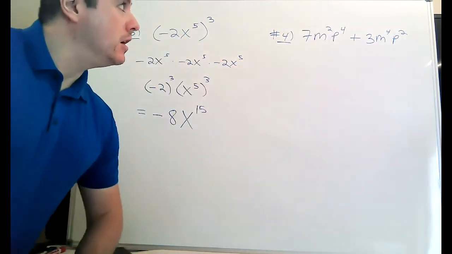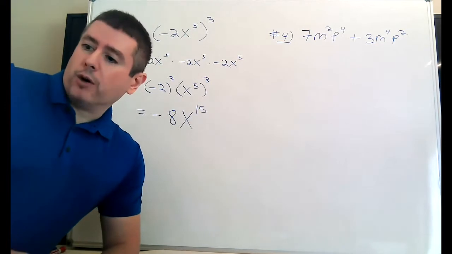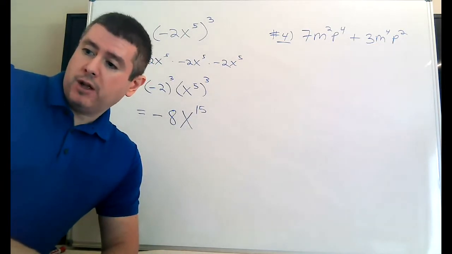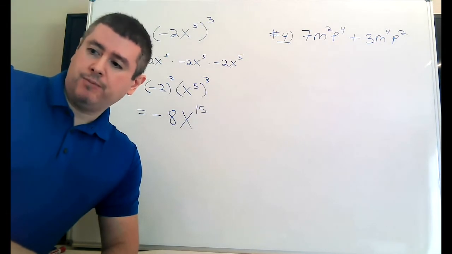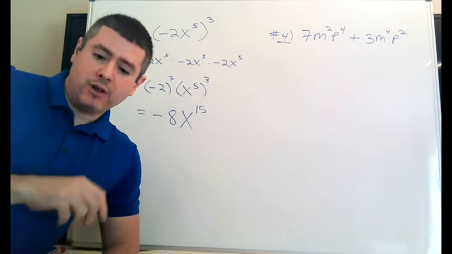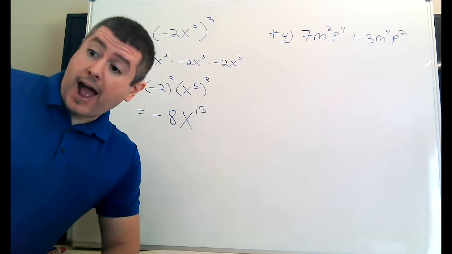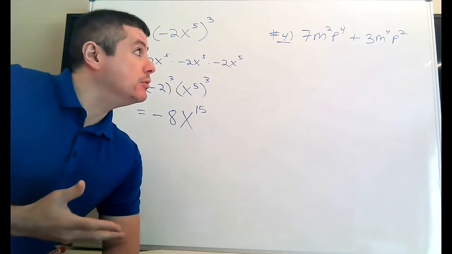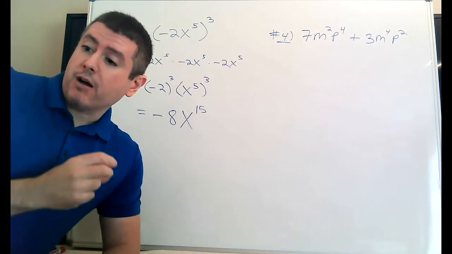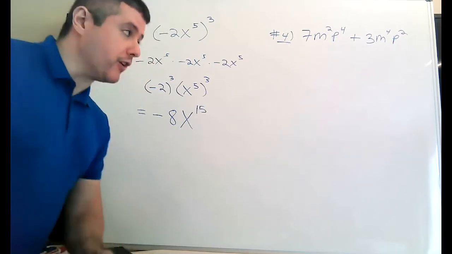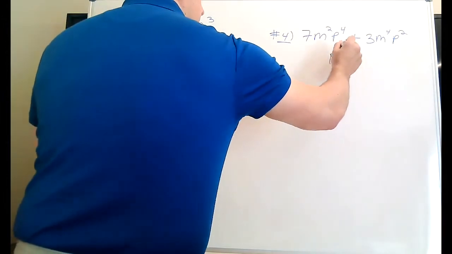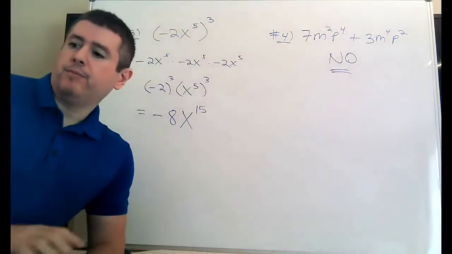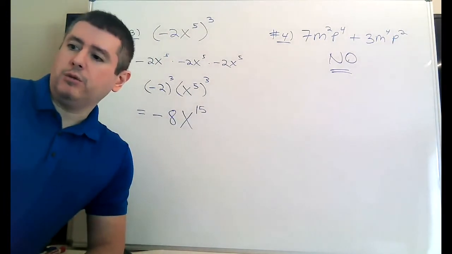Like this one. You have 7m^2p^4, and you're trying to add it with m^4p^2. Now, they look really similar. They have similar powers, and the letters are the same. However, they're not the same creature. You know, m^2 and m^4 are different creatures right there. If you see the powers are different, no, you can't do anything there. What can you do? You can't combine this.